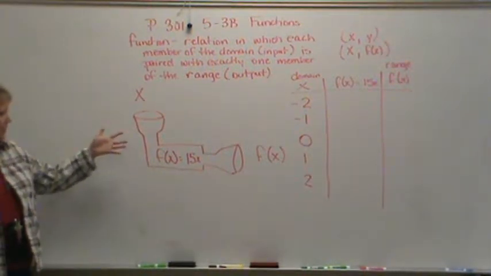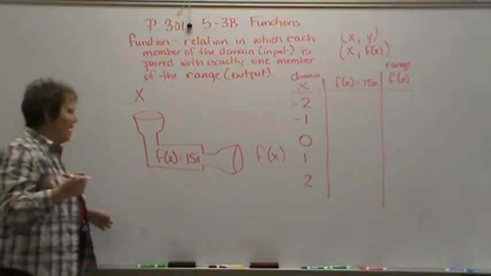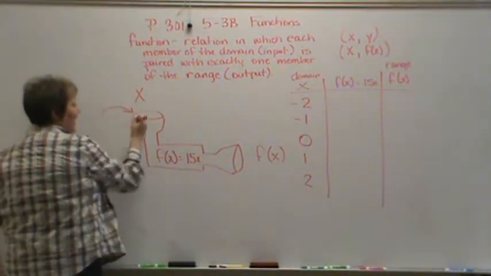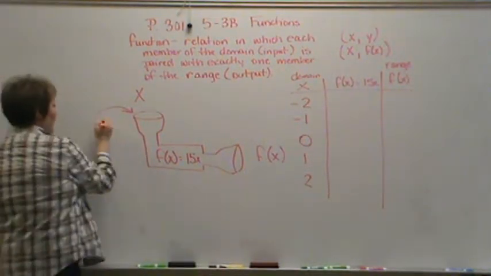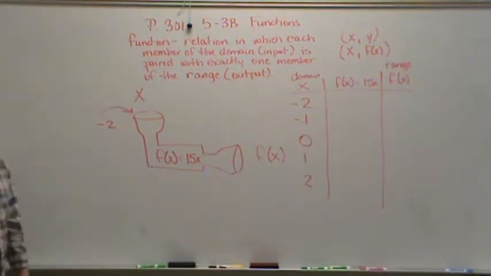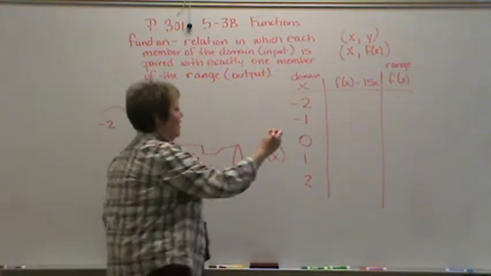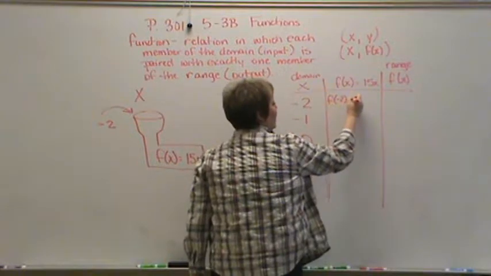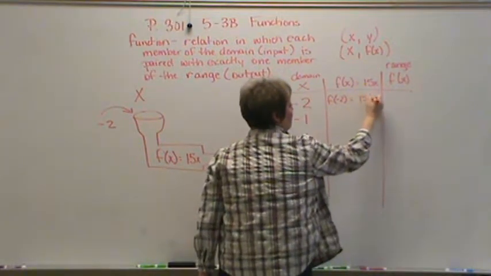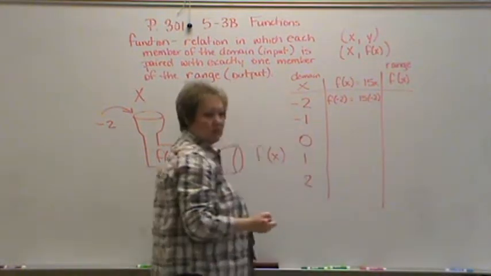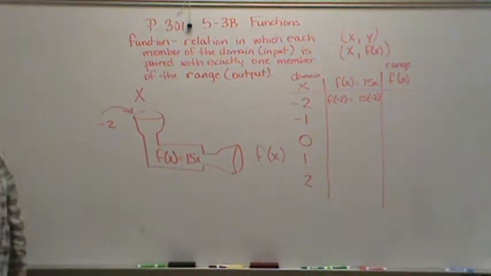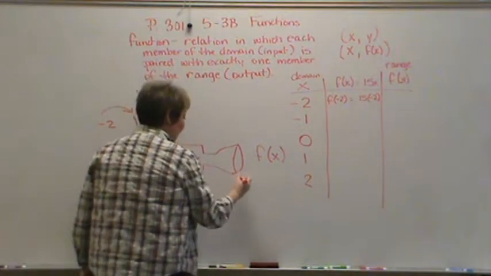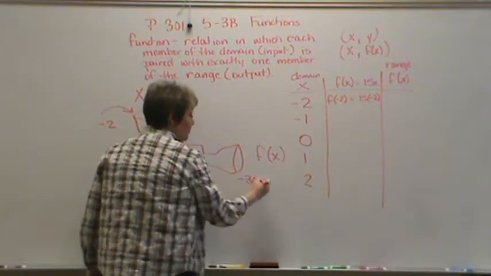So, I'm going to start in my function machine. I'm going to input -2 into my function machine, which means I'm going to replace x with -2. So what is 15 times -2? Okay, 30. So my output would be -30.